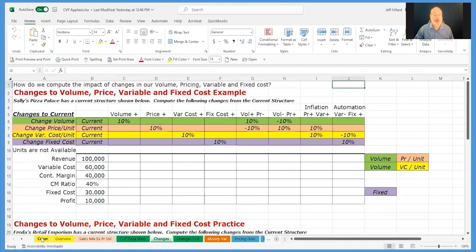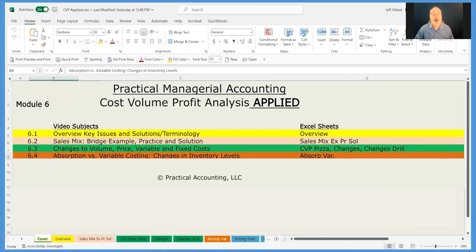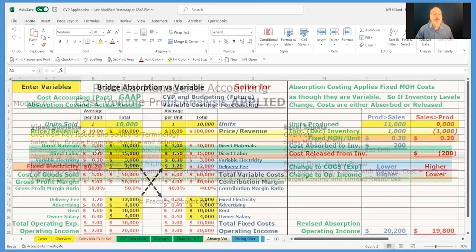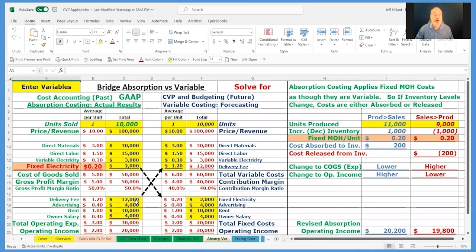The third subject is absorption versus variable costing. Now, I'll tell you, most textbooks make a real mess of this. We have a simple, straightforward approach, a simplified approach where we review what we've talked about before, the difference between absorption and variable costing with the pizza shop example. And then over on the right, we'll show you what happens when inventory levels change. It's a very straightforward analysis. Look, I learned something. This follows the bridge formula, and we keep it going.